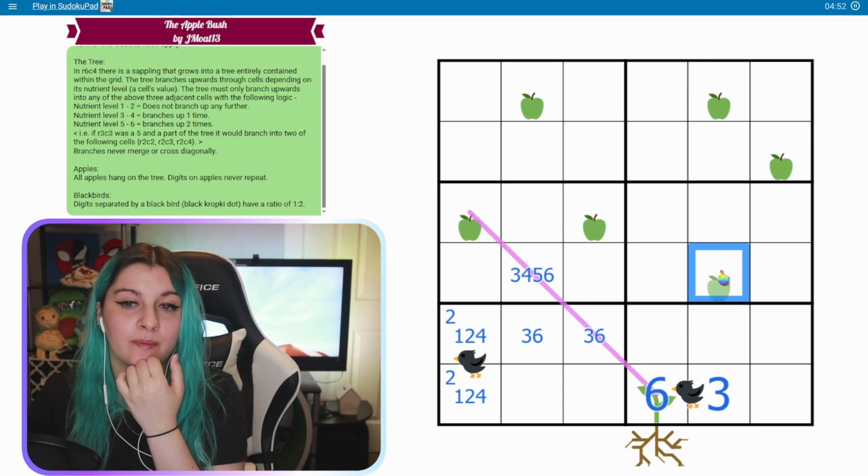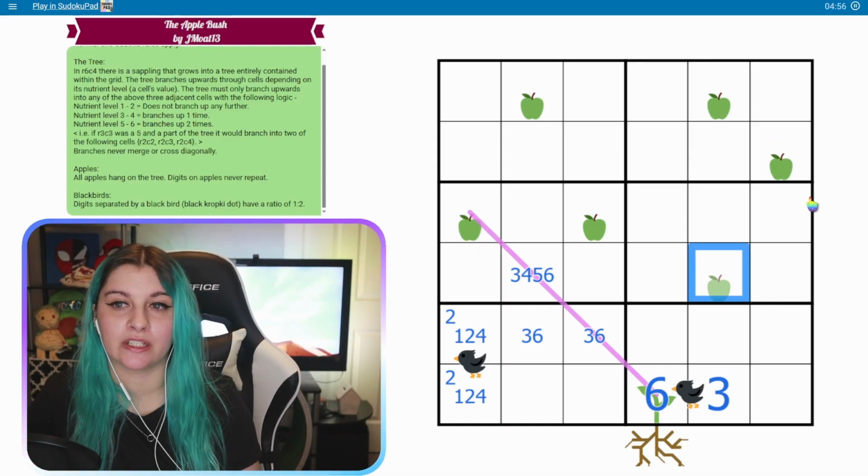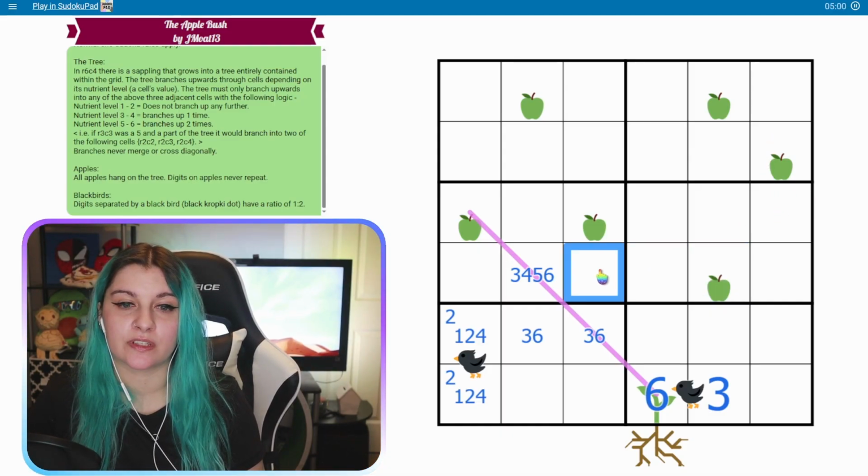So I think thinking about it like, how do I get from this apple to this apple is not really a good idea. Because I do have branches in other places.